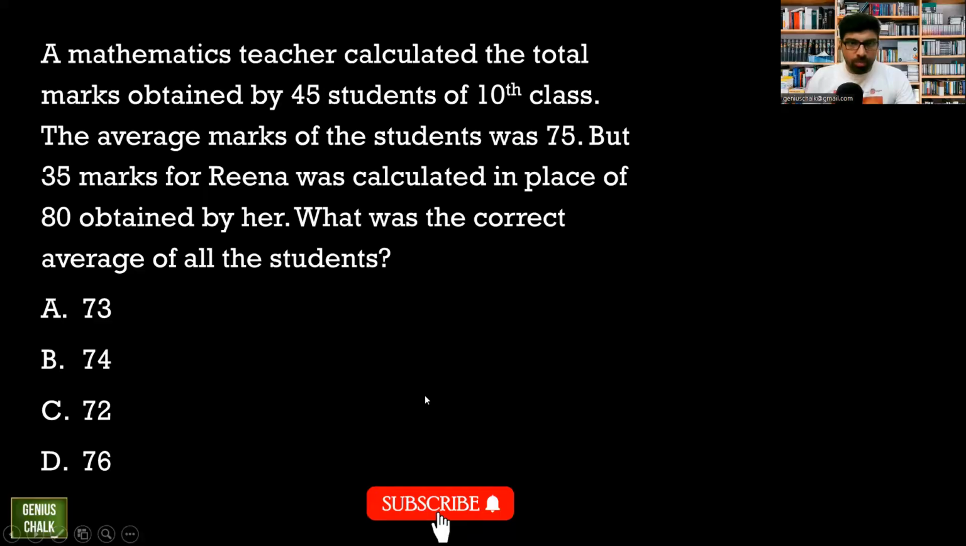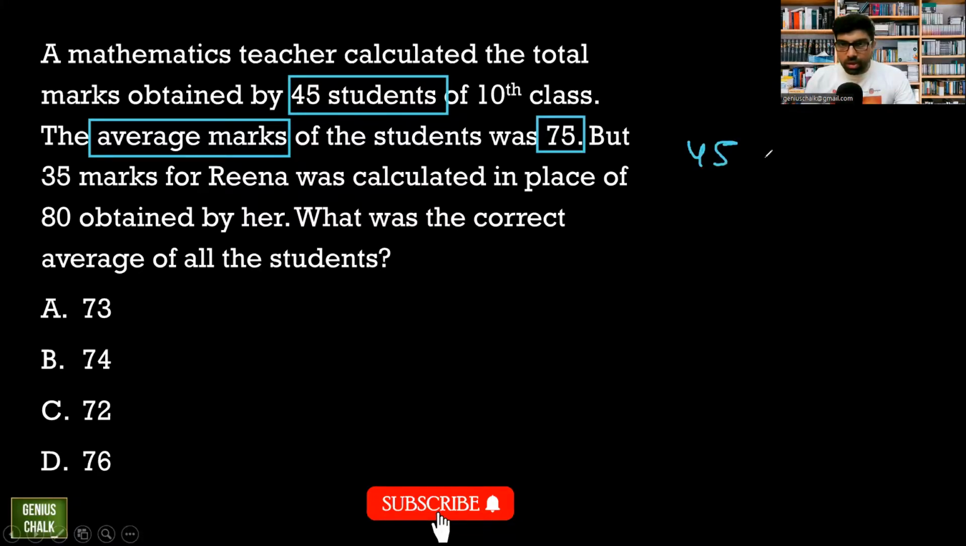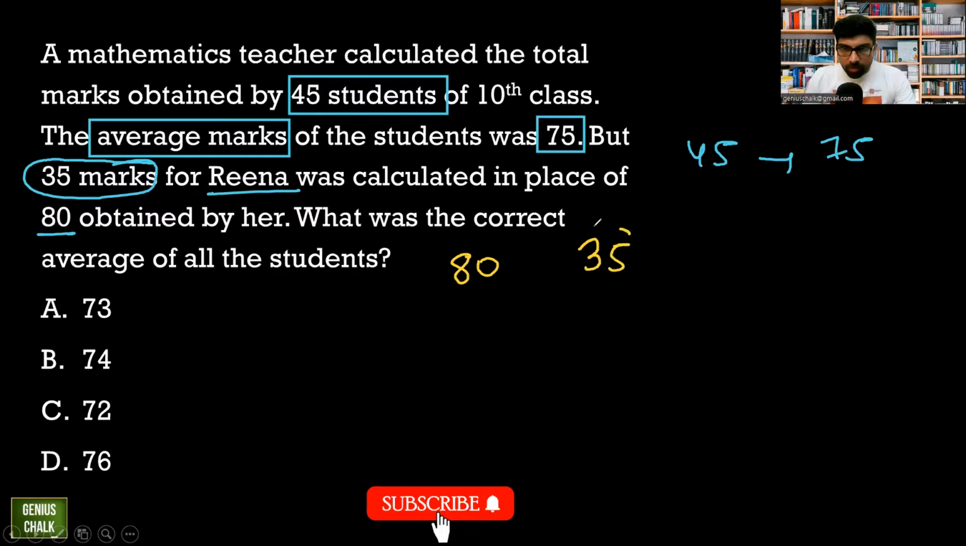Okay, so how many students? There are 45 students, and the teacher has calculated the total marks. Fine. The average marks of the students was 75. So we can say there are 45 students, their average marks is 75. But 35 marks for Reena was calculated in place of 80 by her. So what has happened? Actually, Reena has got 80 marks, but the teacher has calculated her 35 marks.